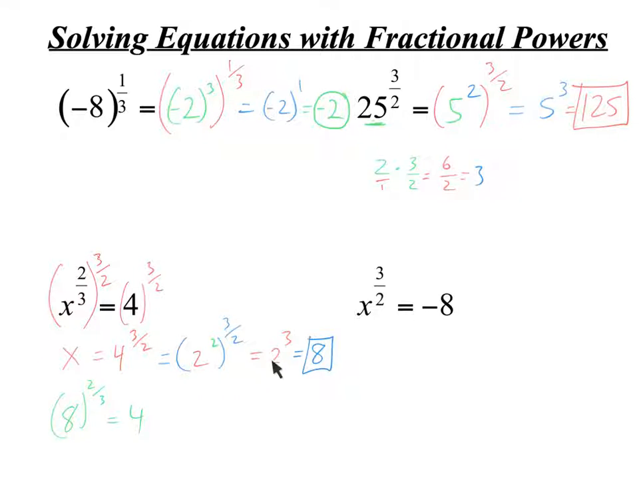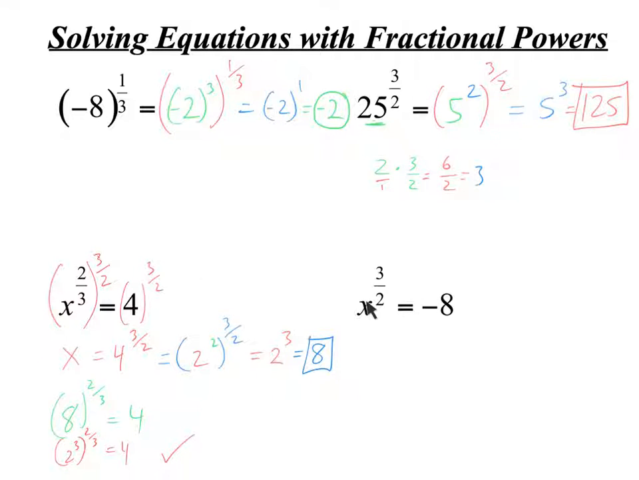Using the same process I did here, meaning, could you make this 2 to the 3rd to the 2/3 equal 4? And what you're going to check is you're going to find out it works, because the 3's will cancel, leaving you 2 squared, which is 4. So 8 is the right answer.